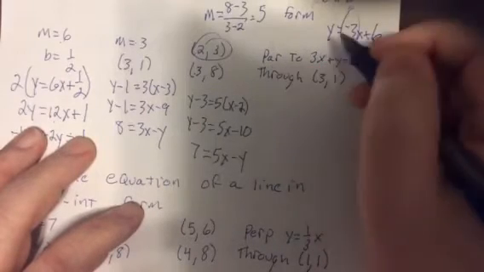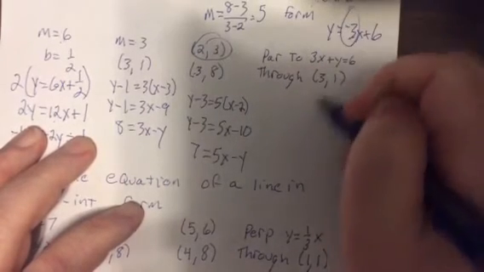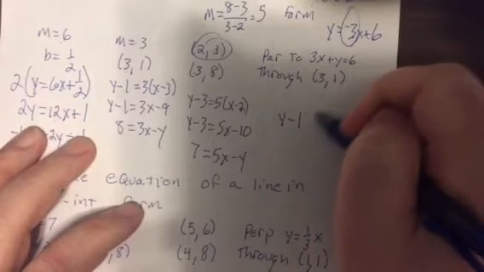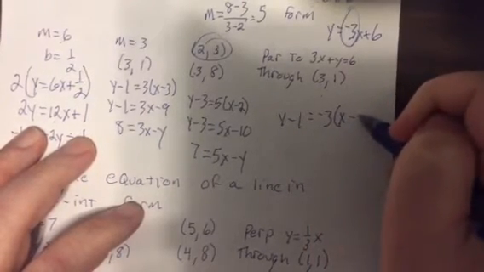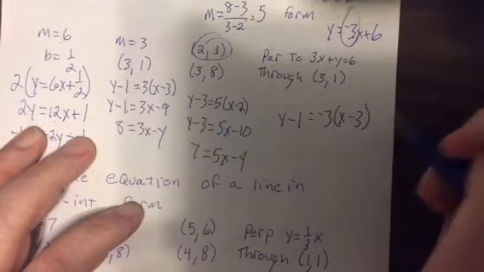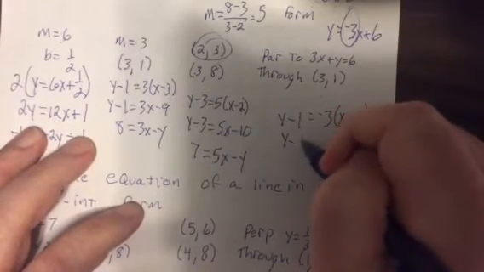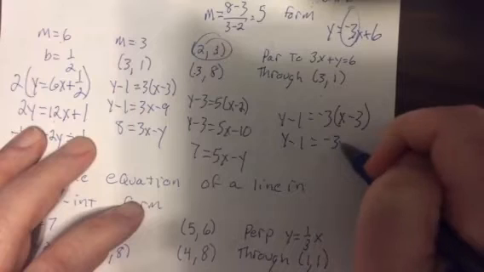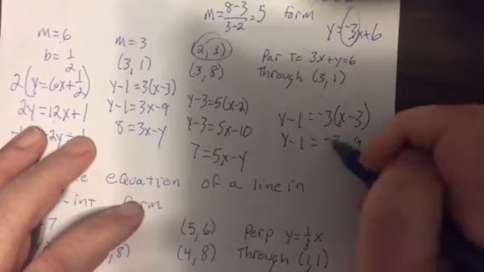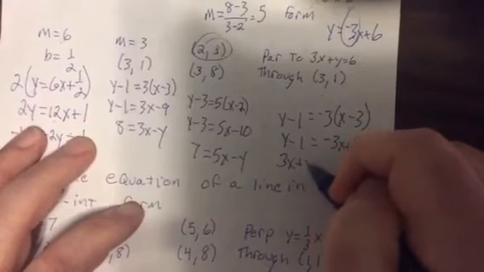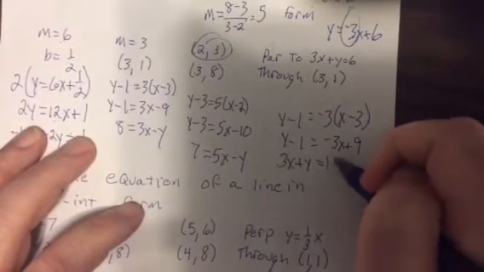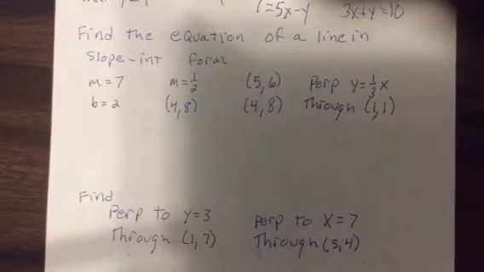So parallel would be the same slope. So y minus 1 equals -3 times x minus 3. So y minus 1 equals -3x plus 9. Add 3x, add 1. So 3x plus y equals 10. Woohoo! What's this? More problems?